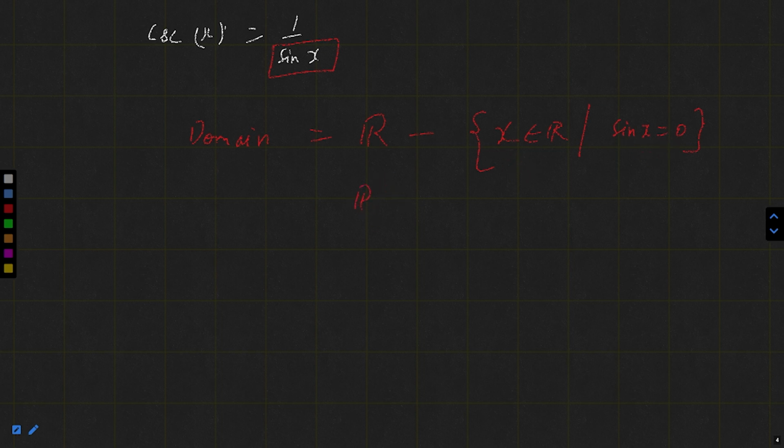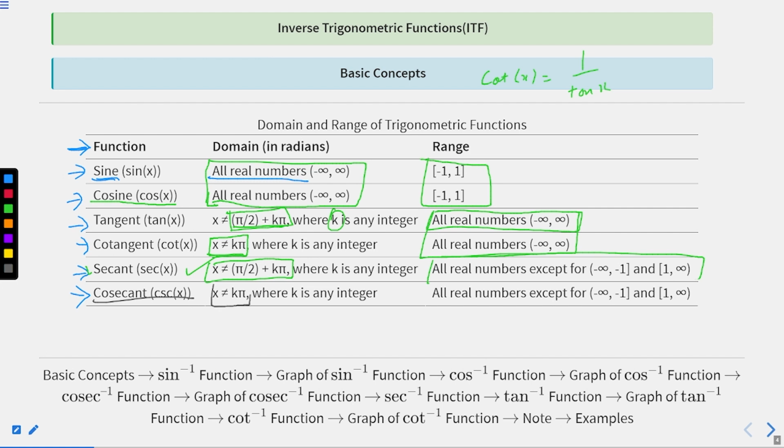Okay, so this means, in other words, sin x is 0 when x equals n pi, such that n belongs to the set of integers. In short, you can write that x cannot equal n pi where n is an integer. This will be my domain. So the domain will be x not equal to k pi, where k is any integer.